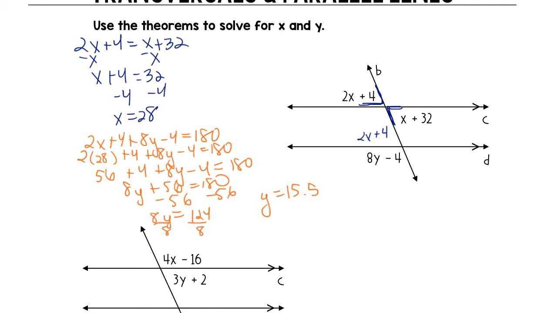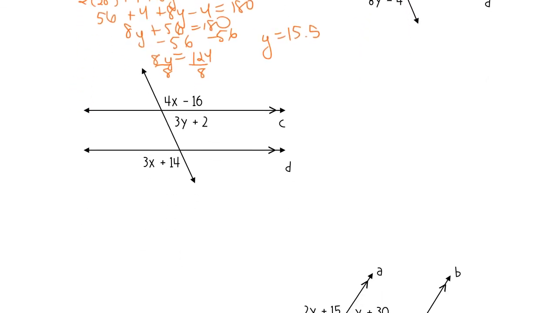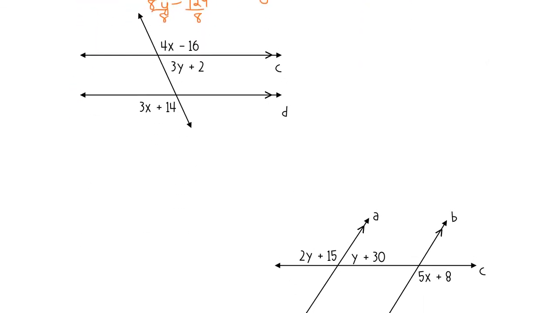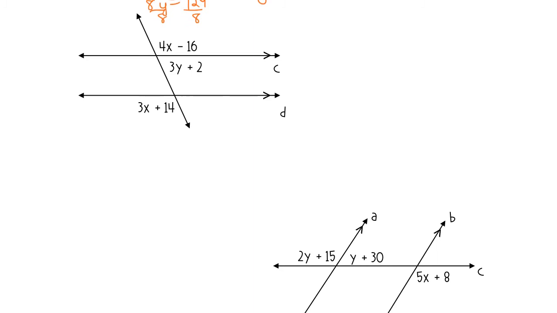Okay, so we use the theorems that we know about. We had to find one angle at a time. We could do it. Let's try another. Here we've got some supplementary angles, 4x minus 16 and 3y plus 2. We know that those are going to add up to be 180. Problem is we don't know. We have two variables and one equation, so we can't do anything with that one yet.